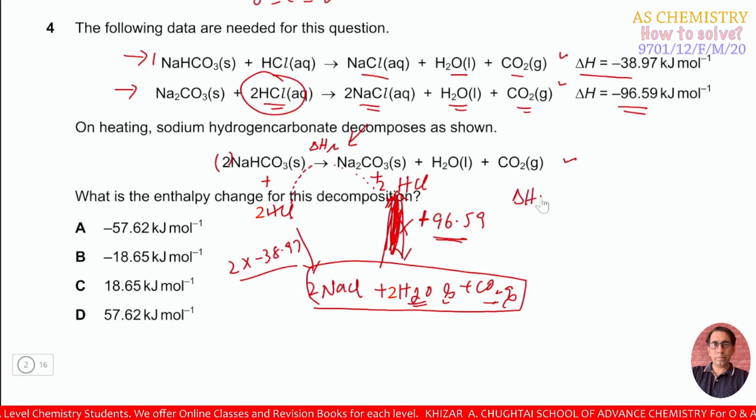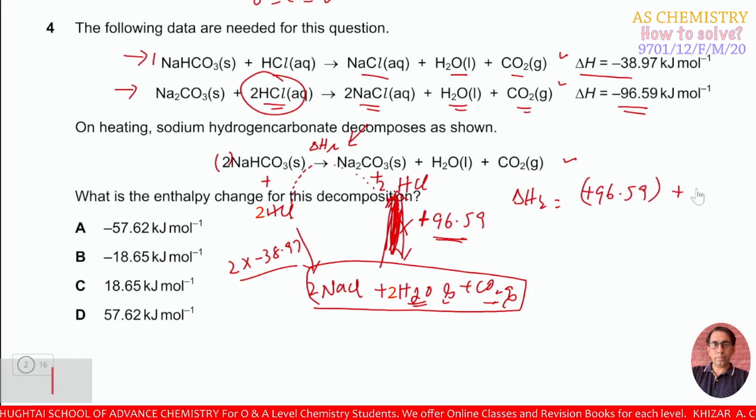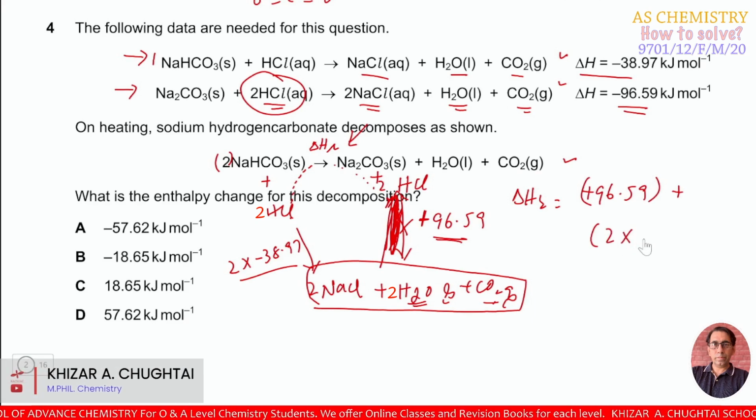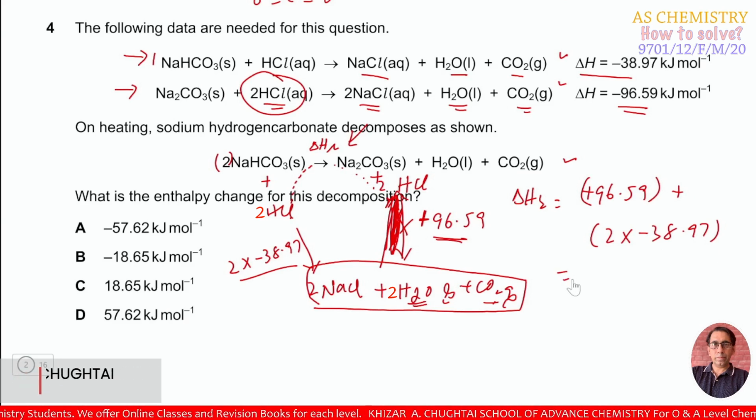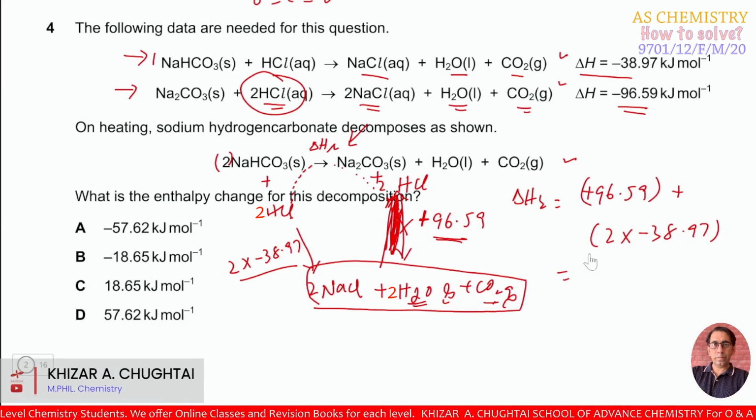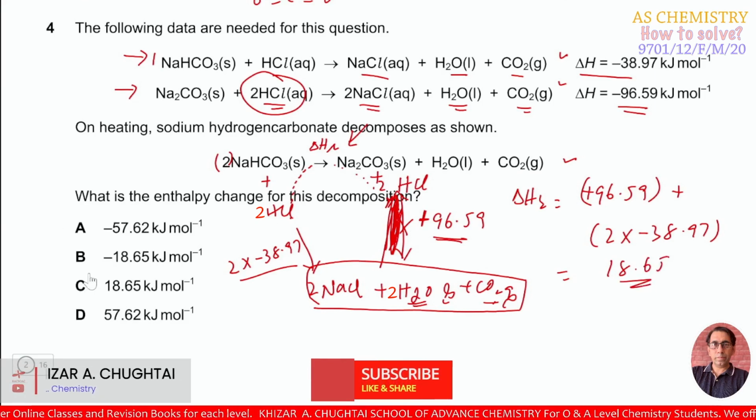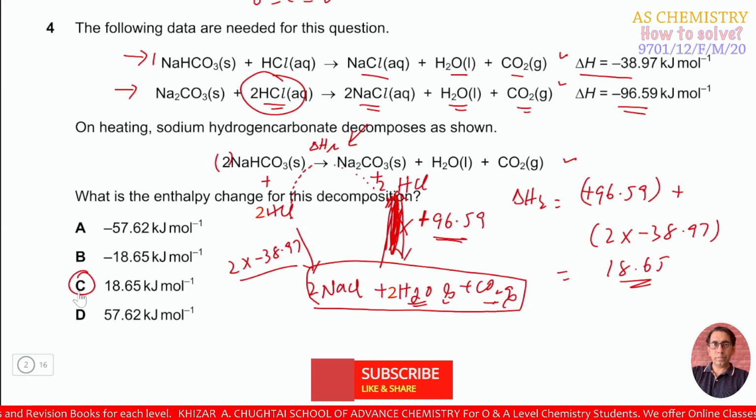So delta H in this case is equal to plus 96.59 plus, in brackets, 2 multiplied by minus 38.97. So here is the answer of this reaction, and the answer is 18.65. So C is the correct option.